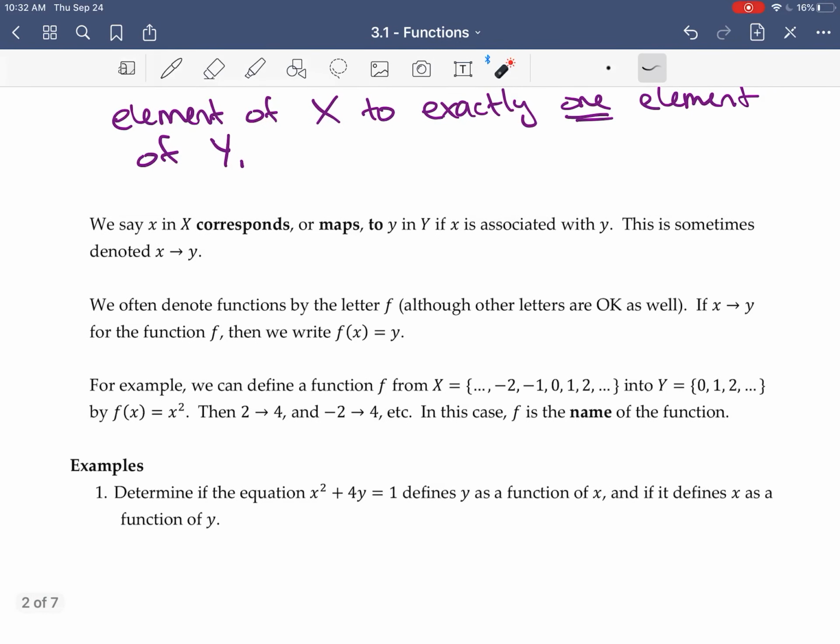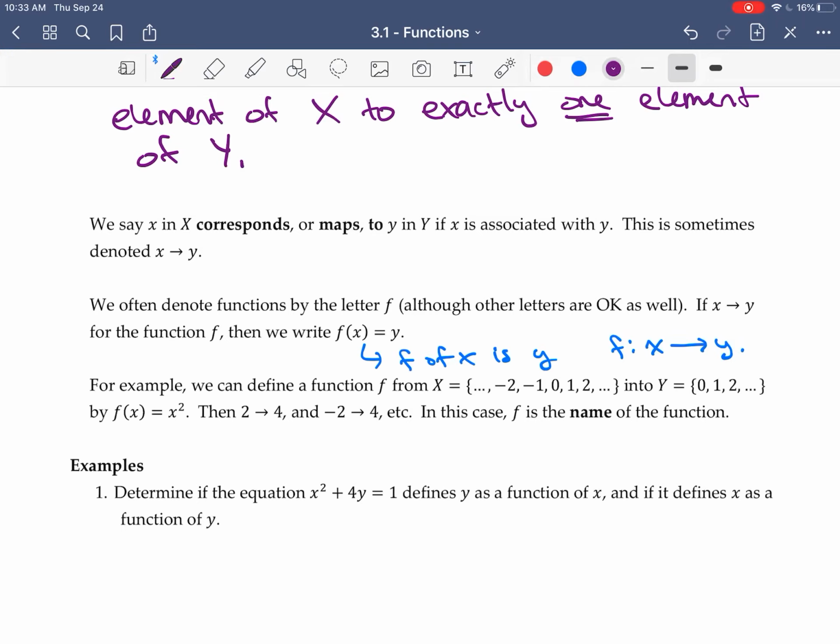So we often talk about functions. We name the function. Often we name it f or g or h. Those are common, but any letter is fine, really. And then if x is related to y, we often write f of x equals y. The way that you read this is f of x is y. That says that f sends x to y.